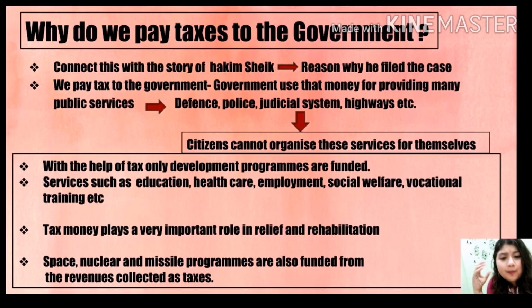Now, in space, nuclear and missile programs also, the government uses this tax, this money only, in order to provide funds. Okay, now that's all we have covered in today's session.